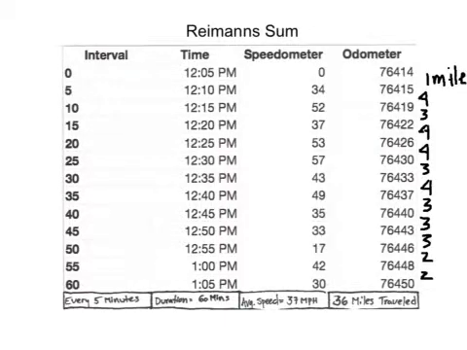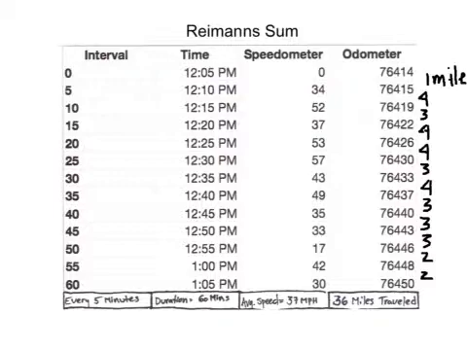In this project, I'm going to be testing the accuracy of Riemann sums. A Riemann sum is an approximation of the area underneath a line or a curved line on a graph. To do this, I went on a road trip that was more than an hour long, and every 5 minutes I recorded the speedometer and the odometer.